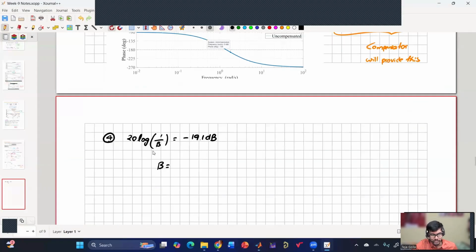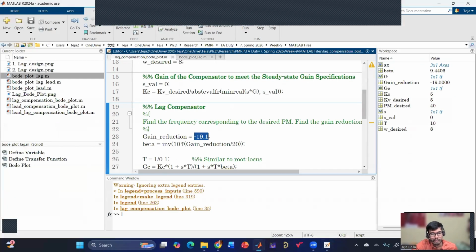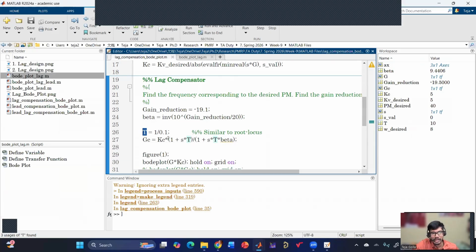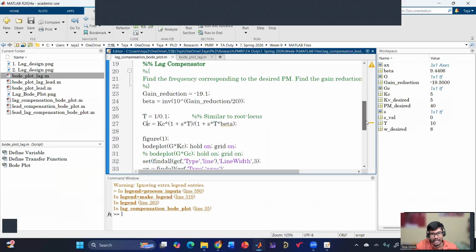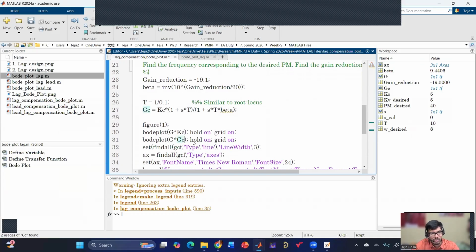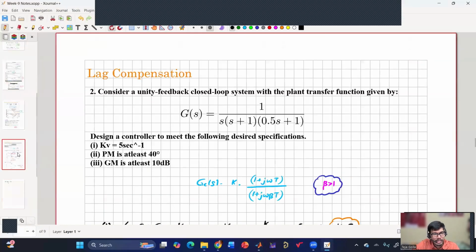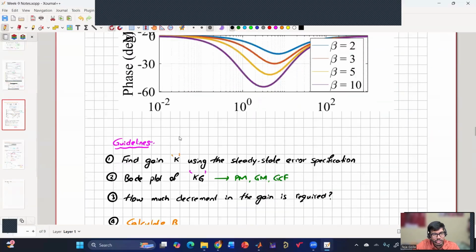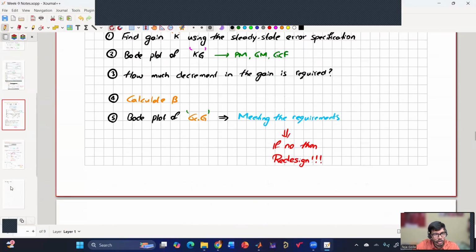So if I calculate beta, this is the expression that I will be getting: inverse of 10 to the power of gain reduction by 20. Once I calculate beta, as I have mentioned, T we are considering 0.1 as an initial guess, and then we are calculating GC. And once we calculate GC, as I told in my design guidelines, once you get the beta, draw the Bode plot and see.